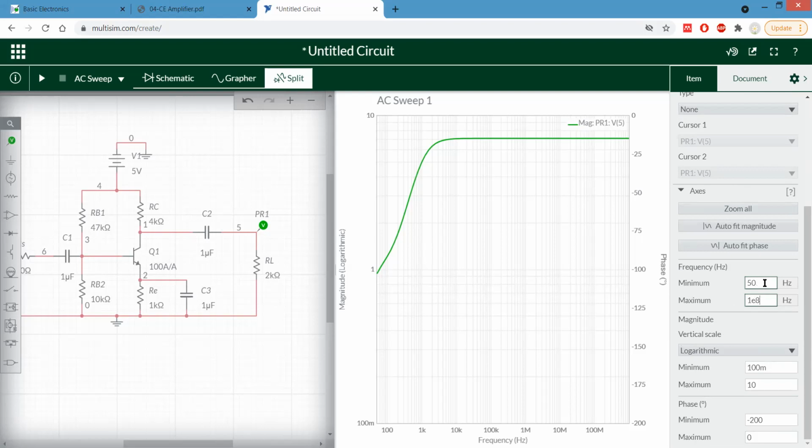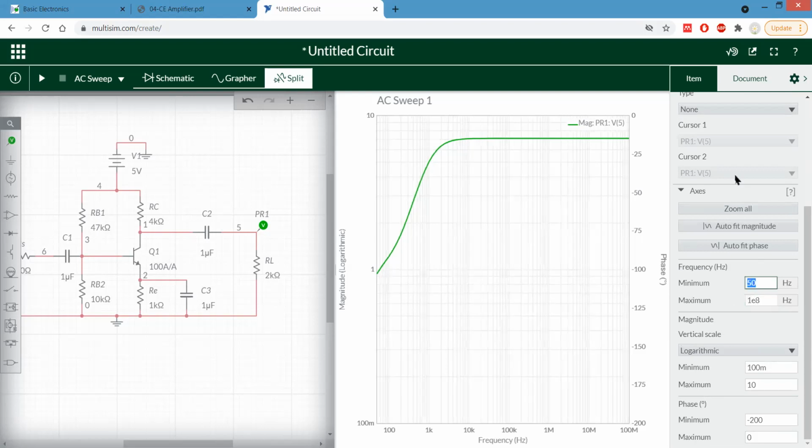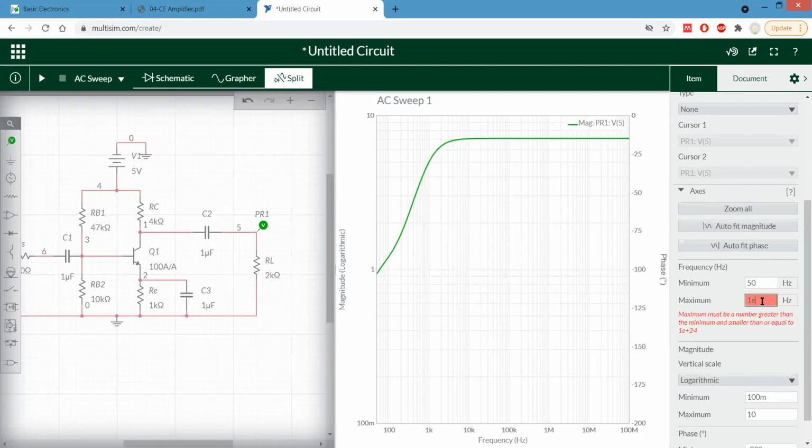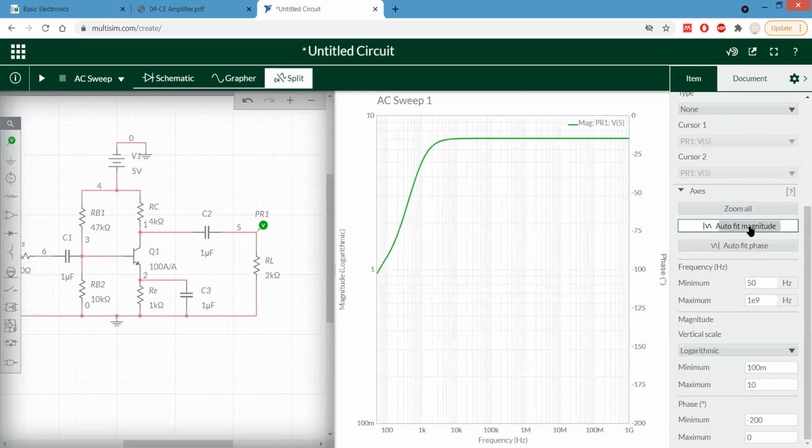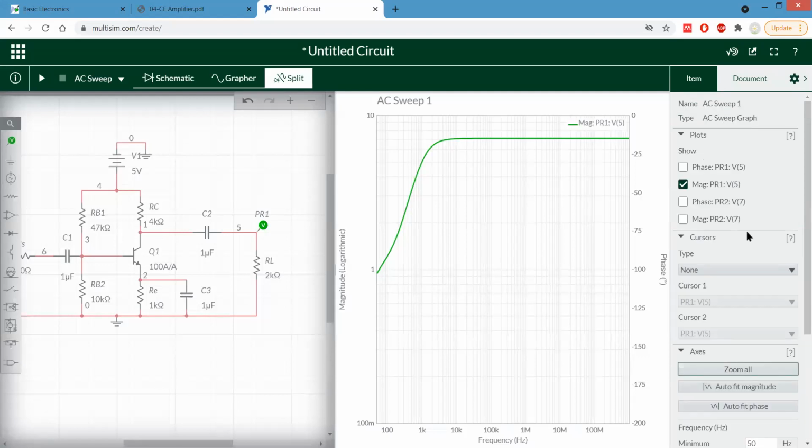1E8, and 1E8, then 1E9. Magnitude. Yeah, it should decrease, meaning as the frequency is increasing the magnitude should decrease. I don't know why it is not decreasing to the desired value. Maximum frequency is 10. Okay, let me increase the frequency, then let's check.